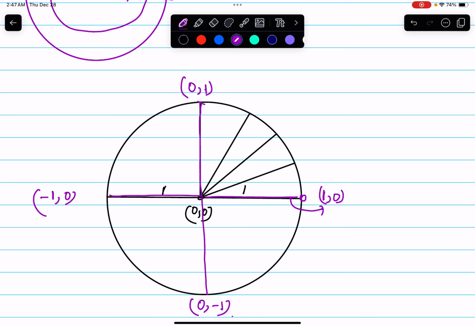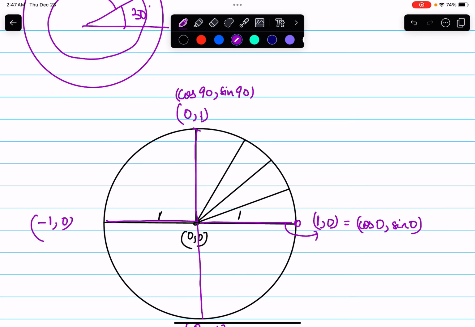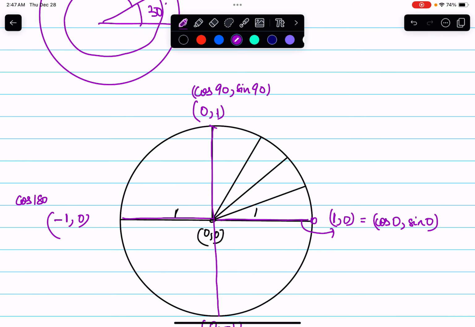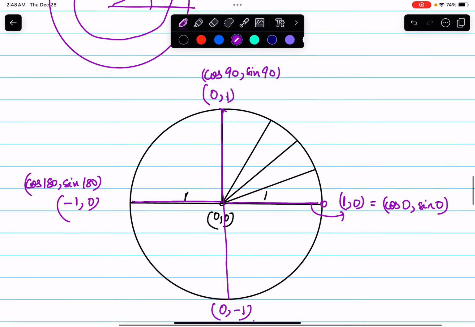So what you can say is that 1, 0 corresponds to cosine of 0 degrees and sine of 0 degrees. Okay? And then 0, 1 corresponds to cosine of 90 degrees and sine of 90 degrees. And then negative 1, 0 corresponds to cosine of 180 degrees and sine of 180 degrees. And then 0, negative 1 corresponds to cosine of 270 degrees and sine of 270 degrees. Okay? So these are the first 4 examples you should know.